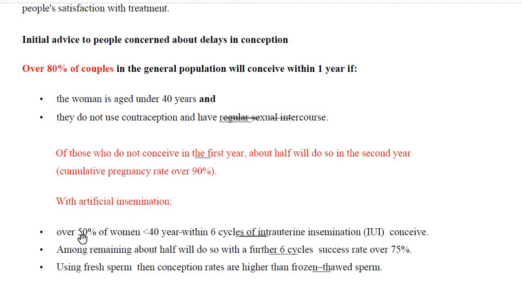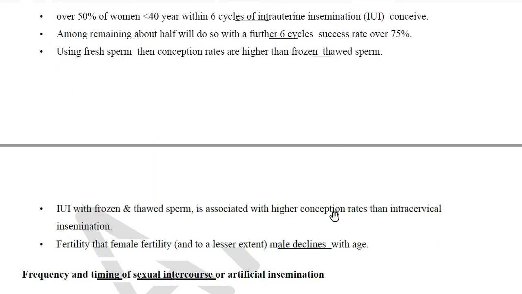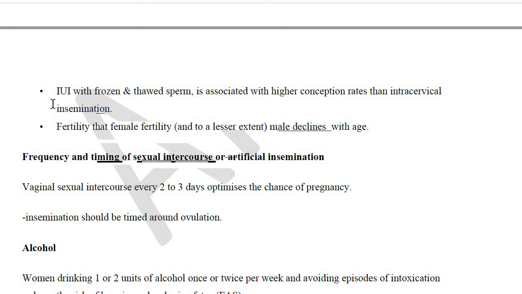With artificial insemination, over 50% of women who are less than 40 years will conceive within 6 cycles of intrauterine insemination. Among the remaining, about half will do so with a further 6 cycles, so the success rate is over 75%. Using fresh sperm, conception rates are higher than with frozen thawed sperm, so it is better to use fresh sperm. Intrauterine insemination with frozen and thawed sperm is associated with higher conception rates than intracervical insemination.